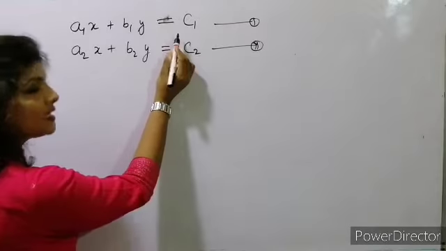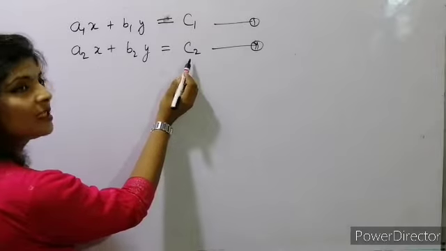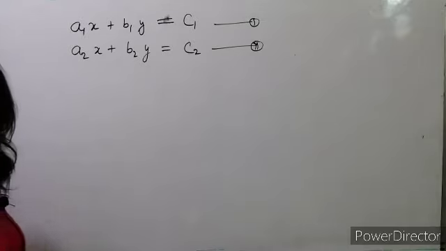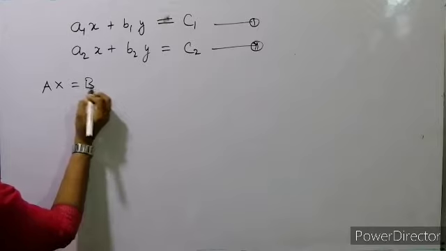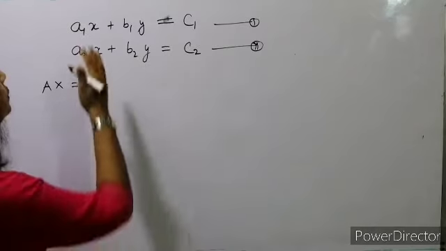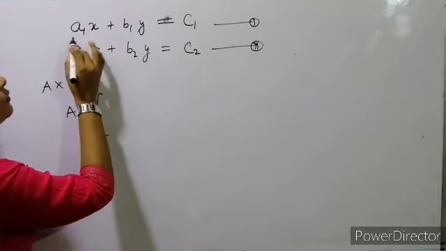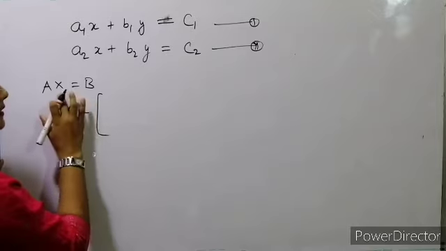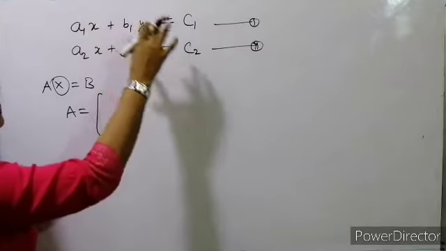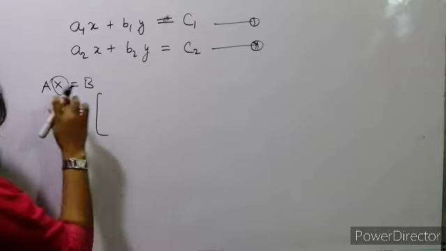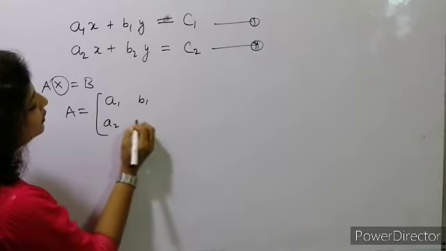a1x + b1y = c1. a2x + b2y = c2. So how do we convert this into a matrix? See, AX = B. We have done sums on this now. So A will be equal to this one. The coefficients, the variables we'll keep aside. The X matrix will be for the variables, and the coefficients we write here in the A matrix, that is a1, b1, a2, b2.